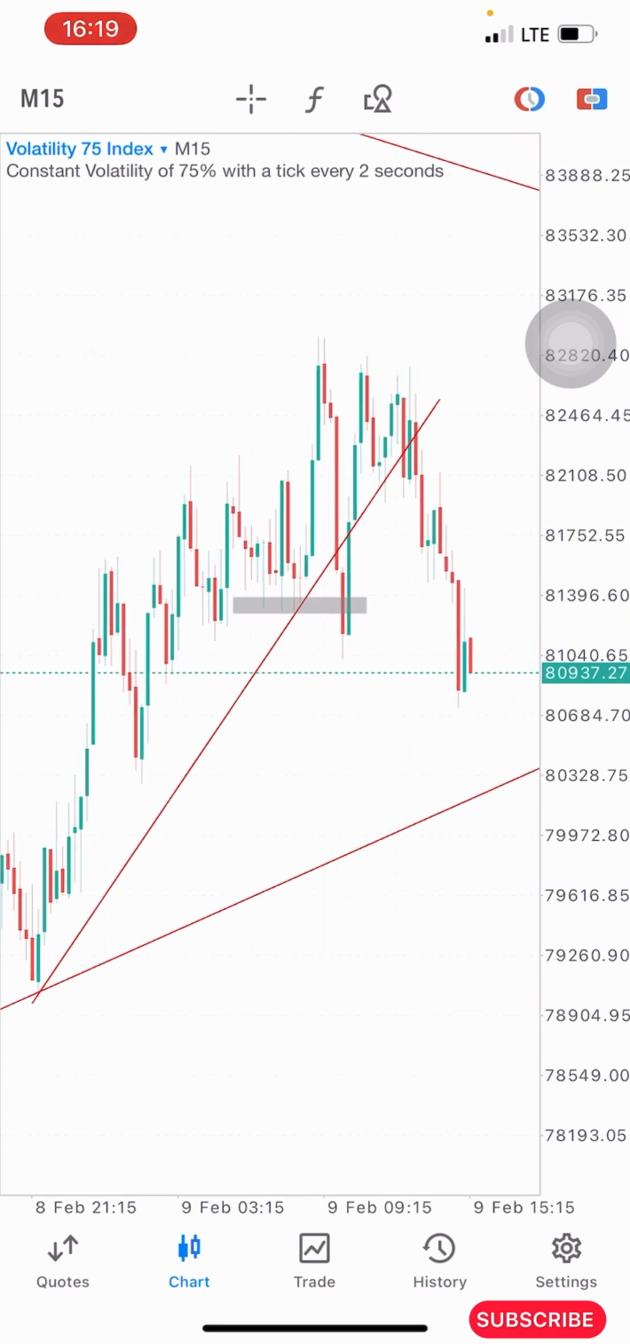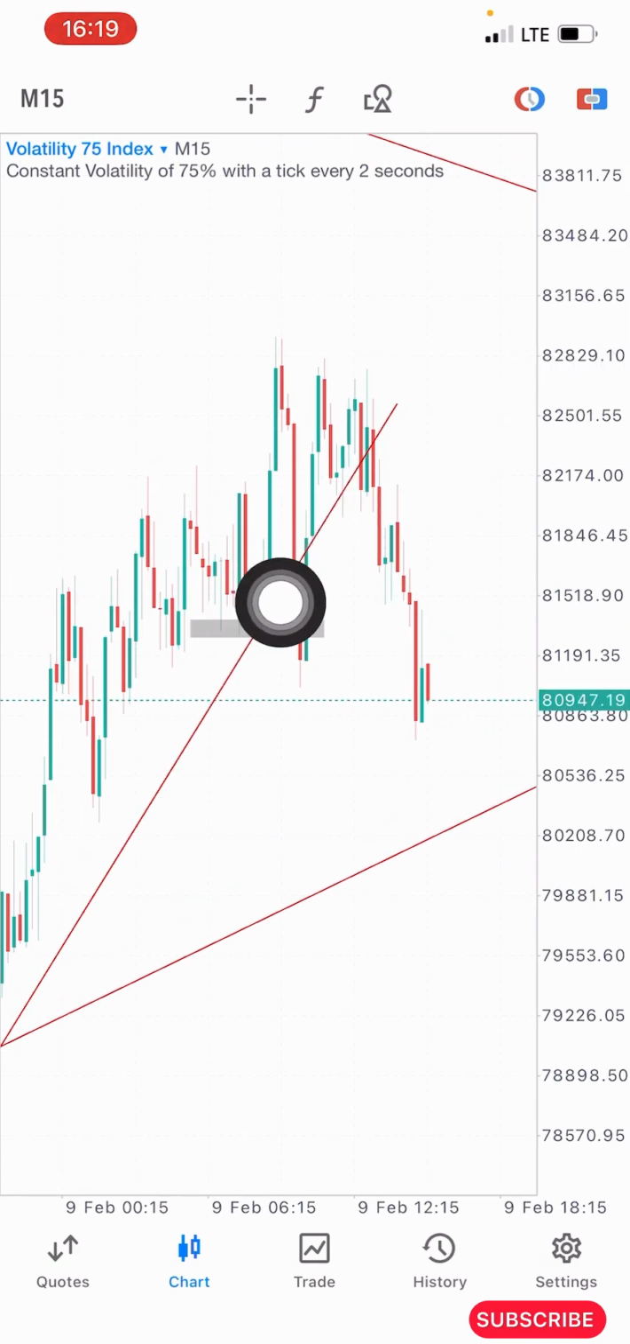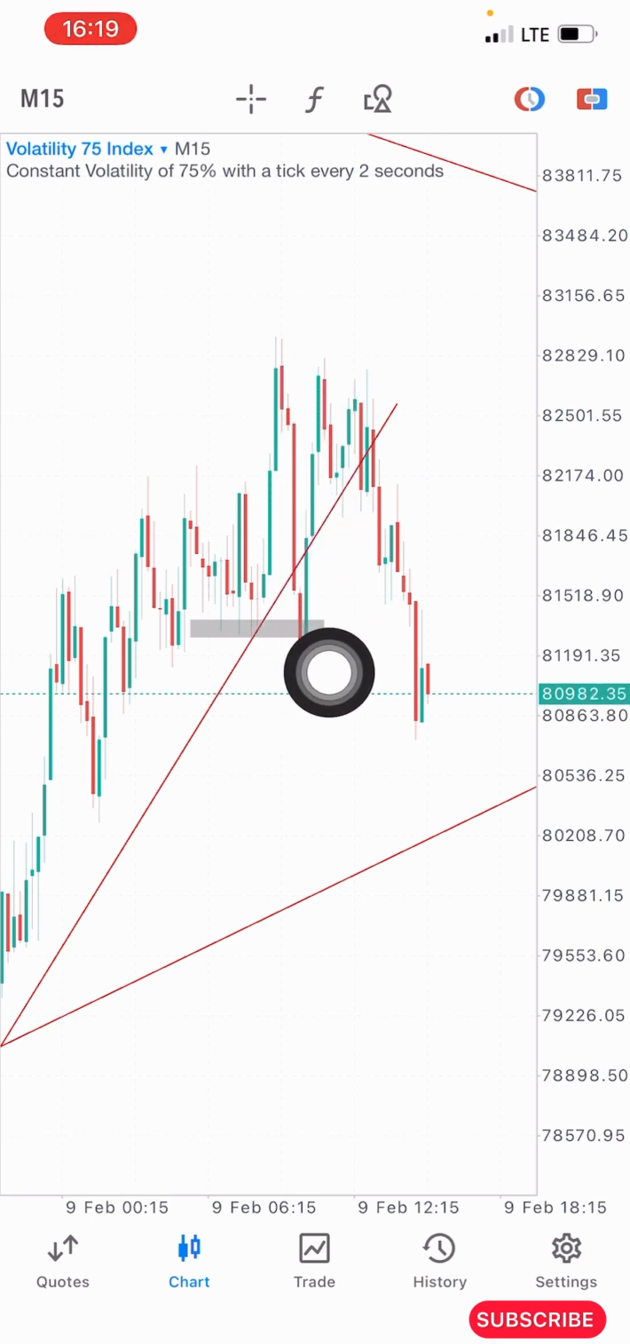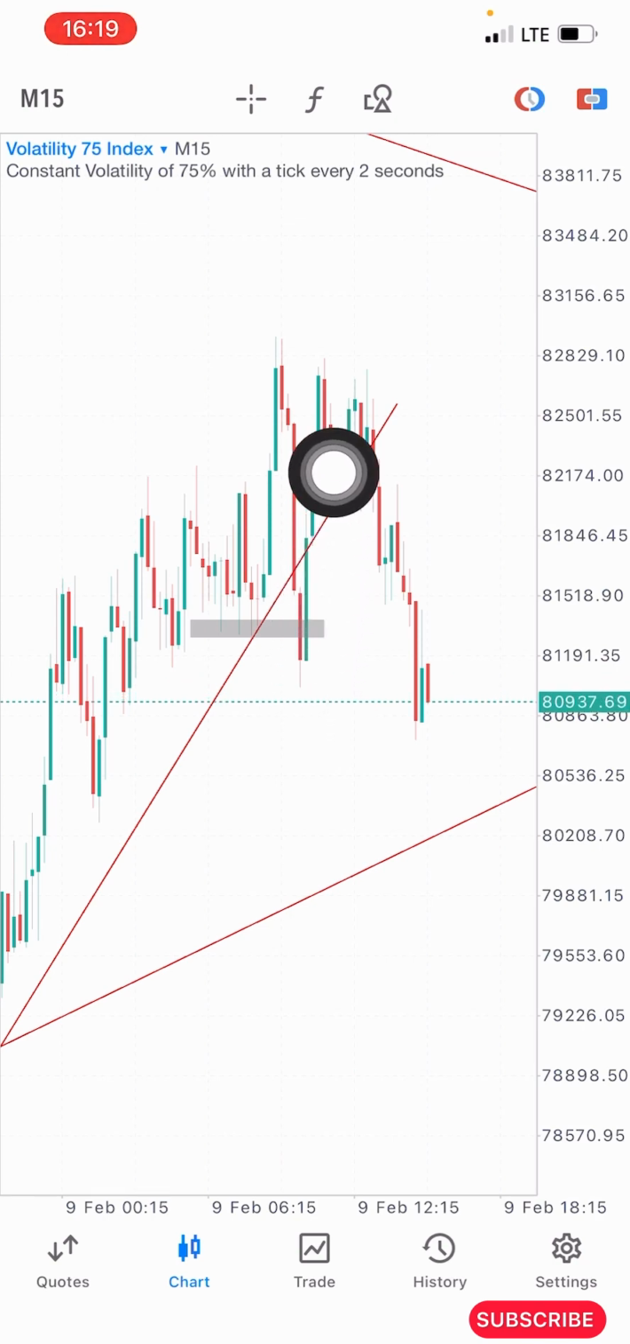So now you can see that's what happened there. Price went up, you adjust your trend line and you wait for it to come again. So it still broke below our trend line and went back for a retest.